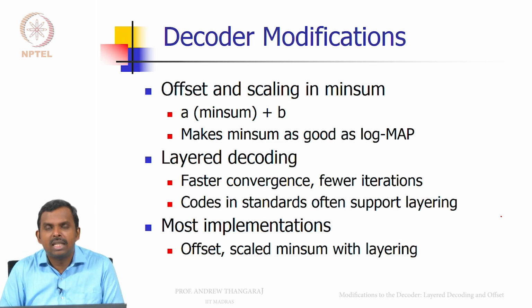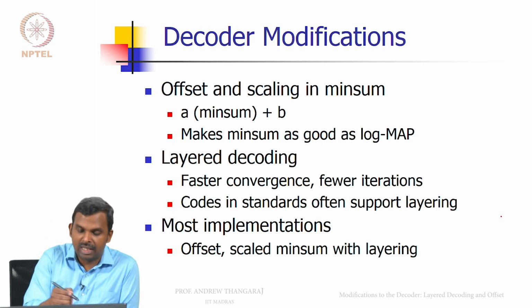Okay. So, now in this lecture we will see a couple of important modifications to the decoder. Actually, one main modification, which is the layered decoder. Along with that, we will see a modification to the MinSum approximation, which is offset and scaling. Okay. So, it turns out MinSum is a pretty useful approximation. Now, to improve that approximation, people typically use offset.